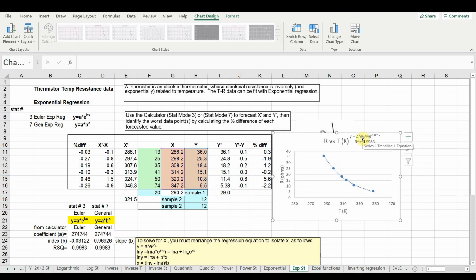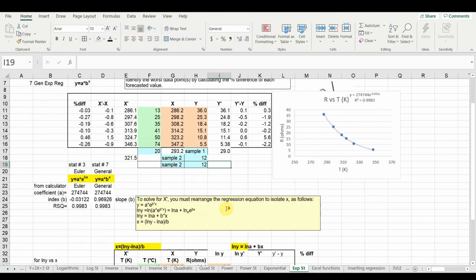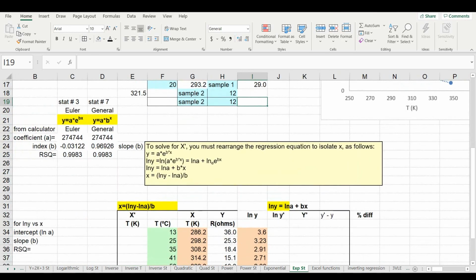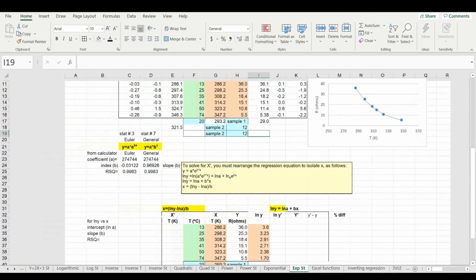So the coefficient A is the same as what we got from the calculator, and we see that Excel is using the Euler exponential regression form. Here's the index B. All right, so that's easy. What about in Excel? How do we handle this in Excel? Well, one of the things we can do, as it turns out, if we plot the ln of y versus x, that'll linearize the data. Let's prove it, and then we'll come back to the formula.